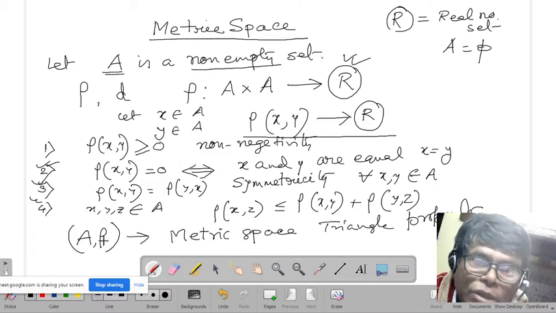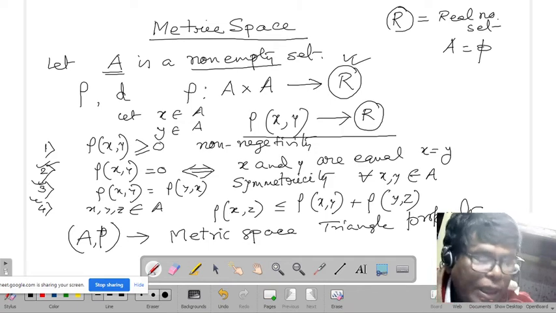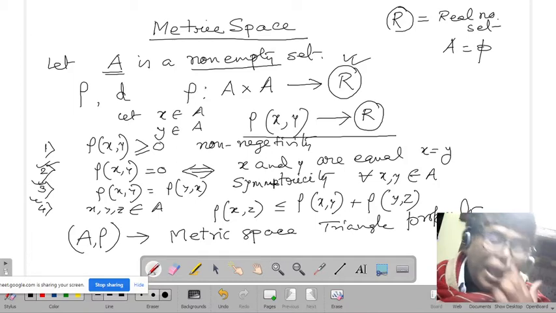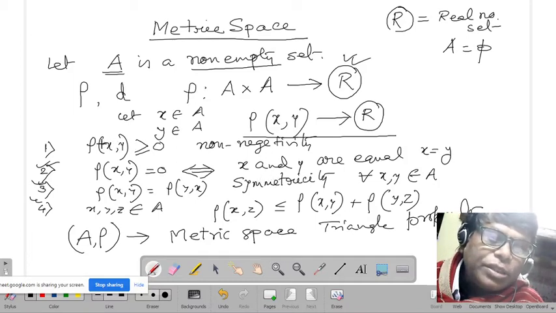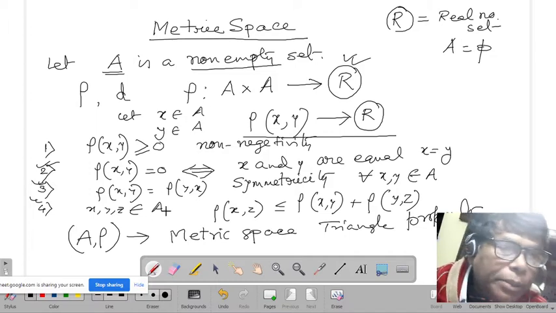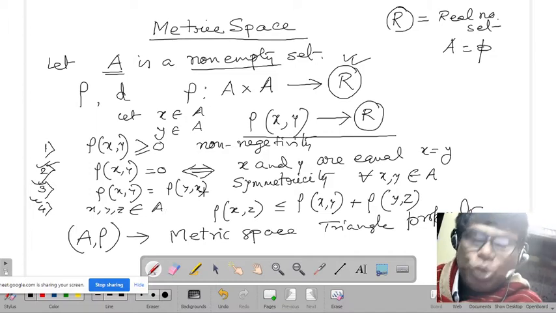It doesn't mean that this is true for all. Now A may be any set. We'll come to the point. Any set having a function rho having these 4 properties, or basically these 3 properties, is called a metric space. Now this is a conceptual building.